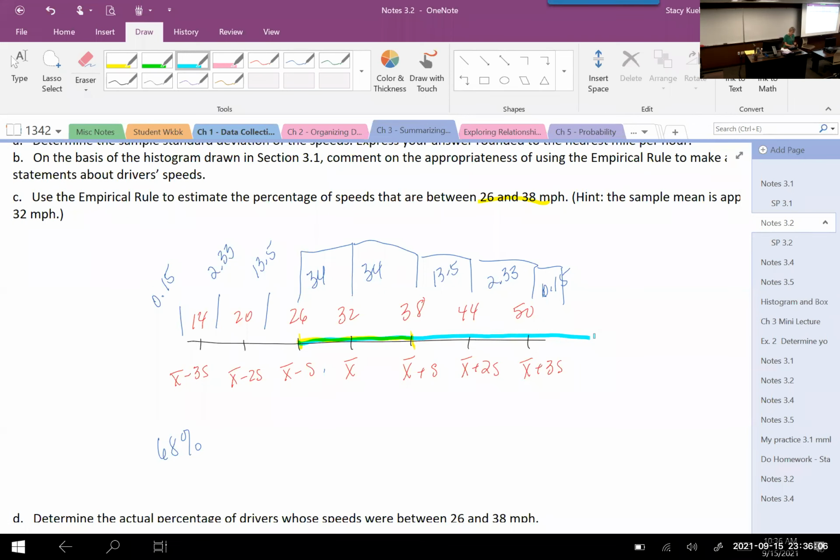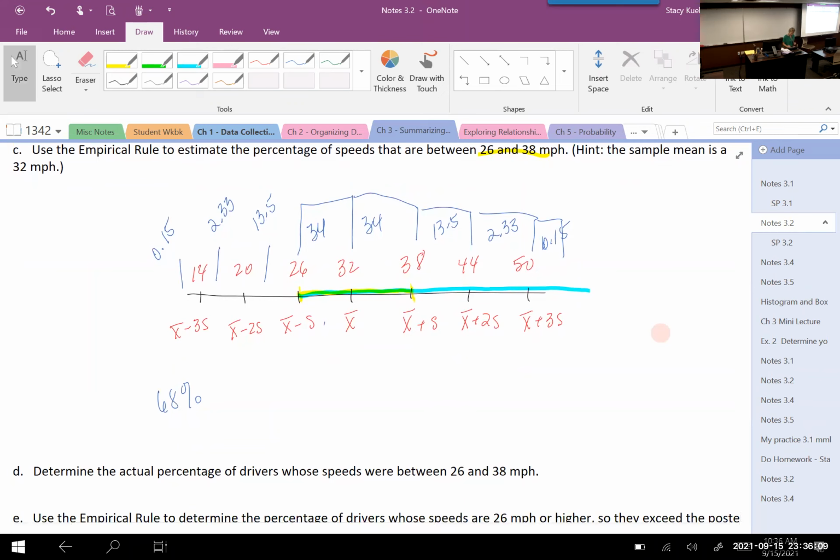All right. So we think it's 83.98%. So all we're doing is using a rule to be able to estimate those values. Okay, that's what the empirical rule is about. Now, how would I know what the actual values were? I would go to my actual data list and I would count up how many of them were over 26 miles an hour, count up however many there are and divide by the total.